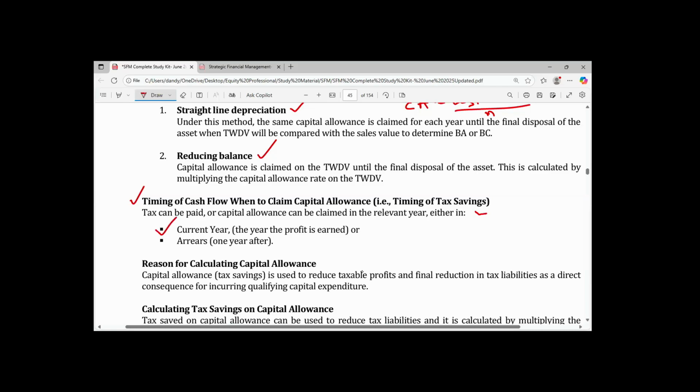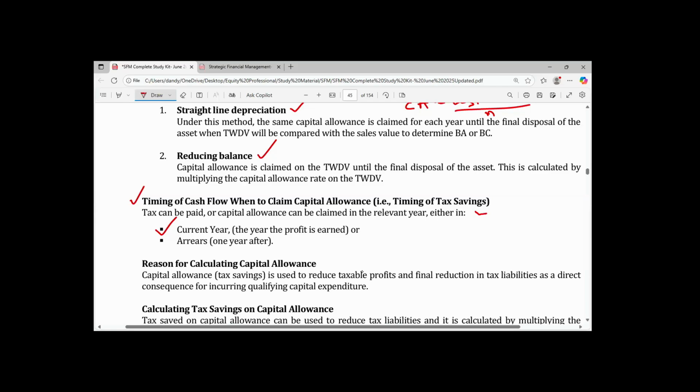But if it's in arrears, that means there's a 1 year lag. The profit of 2023 will be taxed in 2024. The profit of 2024 will be taxed in 2025. So that is a 1 year lag. It's the same thing with your capital allowance. If your capital allowance is in arrears, that means the capital allowance you are supposed to claim in 2024 will be claimed in 2025, because there's a 1 year lag.